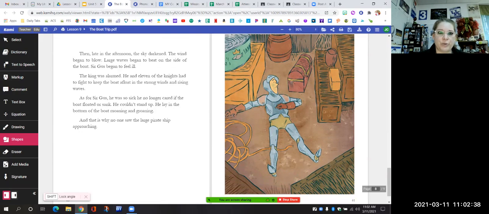Then, late in the afternoon, the sky darkened. The wind began to blow. Large waves began to beat on the side of the boat. Sir Gus began to feel ill. The king was alarmed. He and 11 of the knights had to fight to keep the boat afloat in the strong winds and rising waves. As for Sir Gus, he was so sick he no longer cared if the boat floated or sank. He couldn't stand up. He lay in the bottom of the boat moaning and groaning. And that is why no one saw the large pirate ship approaching.